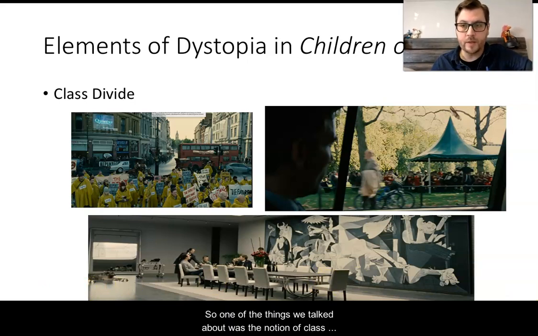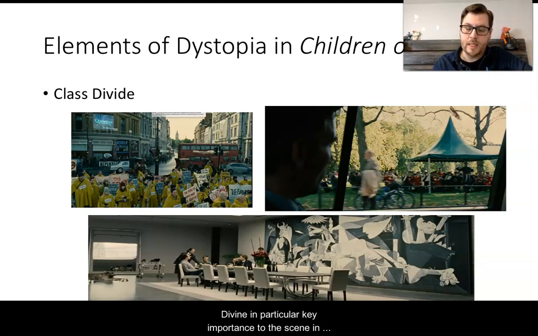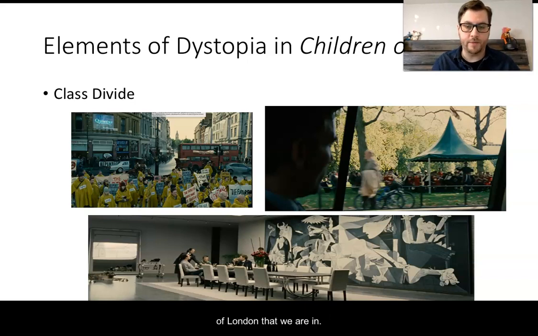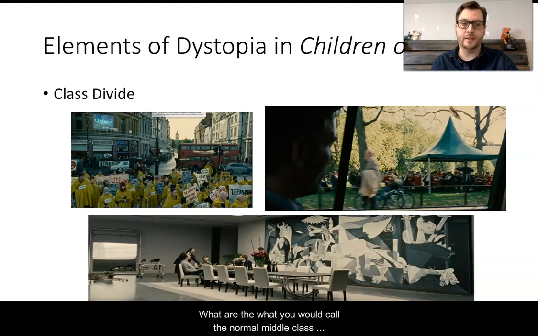So one of the themes we talked about was the notion of class divide, paying particular importance to the scene in which Theo visits his cousin Nigel. That gives you a real clear panoramic view of the society of London that we are in. We see the way what you would call the normal middle class and lower classes live in the densely crowded, smoggy, pollution-ridden London. You pass by the various religious cults. You see the disruption and the chaos of a society that is in collapse.